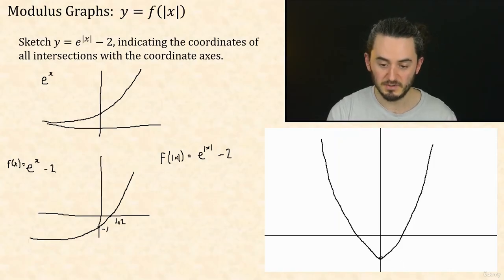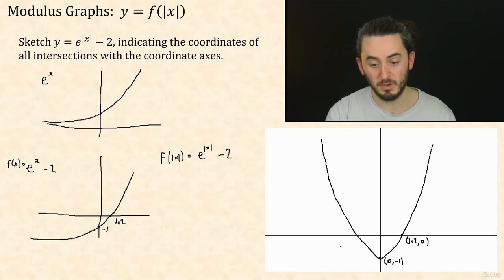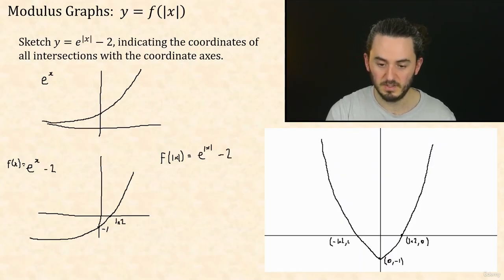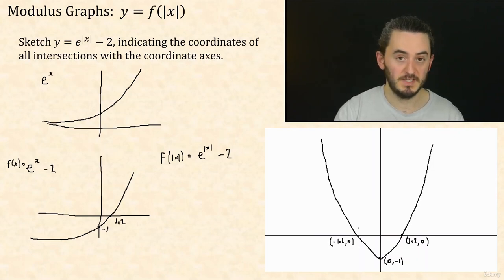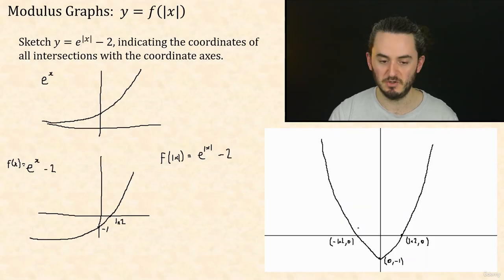Now, there's not a smooth curve at the bottom. That's actually a sharp point because it's heading up here. It's heading up there as well. This point is x equals 0, y equals -1. This point here is x is ln 2, y is 0, which means the point over here is x equals minus ln 2, y equals 0. And there's our graph of e to the mod x minus 2.